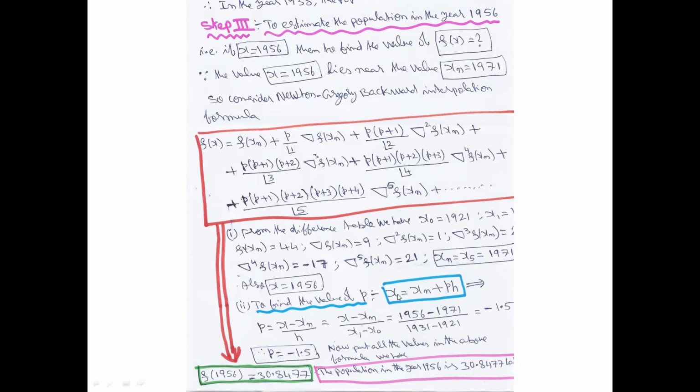For backward, to find the value of p, the formula is x is equal to xn plus ph. For forward, x naught plus ph. So once again, make it clear. For forward, x naught plus ph. Here it is backward, xn plus ph. Therefore, p equals x minus xn by h, where h is equal to x1 minus x naught. Substitute the values, that will give minus 1.5.